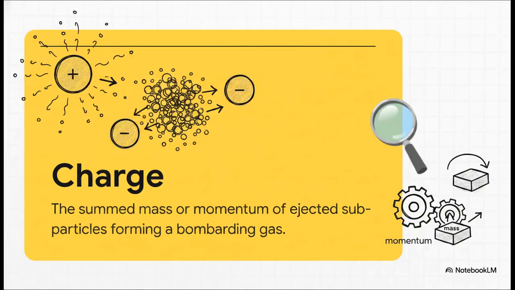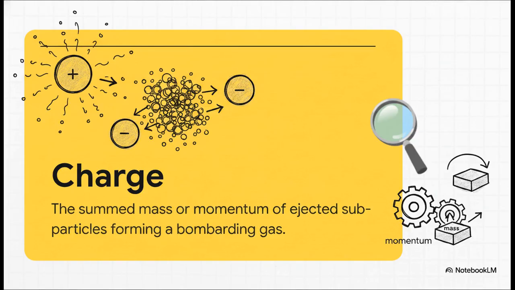Relying heavily on that dimensional math, the author proposes a very strict literal definition. Charge, in this view, is simply the summed mass or the momentum of ejected subparticles that form a bombarding gas. Okay, so in this framework, fundamental particles, like protons and electrons, don't just magically have an inherent quality called charge. Instead, think of them as constantly radiating real physical subparticles out into space. The total mass and the outward momentum of that radiating gas, that is the charge.